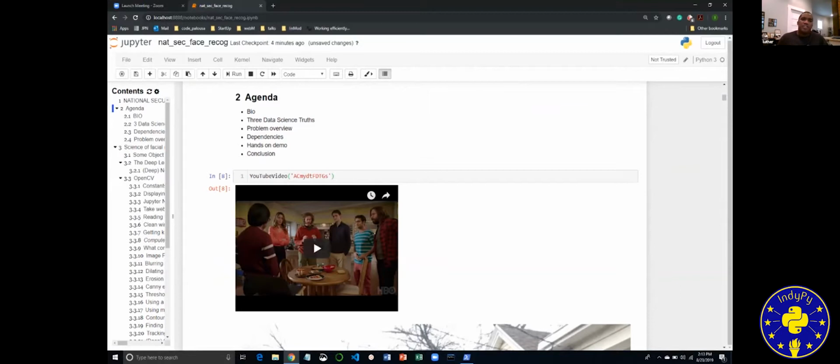Then we're going to talk about the dependencies, which are already loaded up front. We're just going to discuss what each one does. And then we're going to do a hands-on demo. And at the end, we're going to wrap it up with a conclusion, talk about what we learned, and what I see the future being for how we use APIs for machine learning.